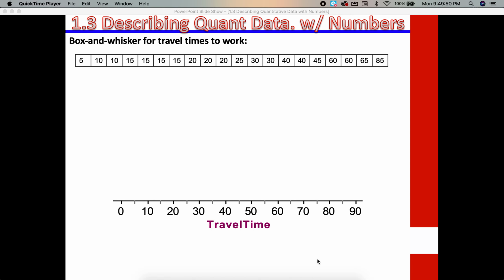I wanted to create a video to wrap up where we left off, or approximately where we left off, with section 1.3, describing quantitative data with numbers. This includes wrapping up some of the big ideas with box and whisker plots, including how to create them, how to quantify what an outlier is, going on to talk about standard deviation, and then looking at what is considered proper notation for some of the symbols that we're going to be using in this course.